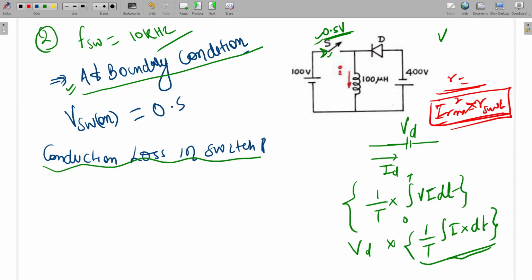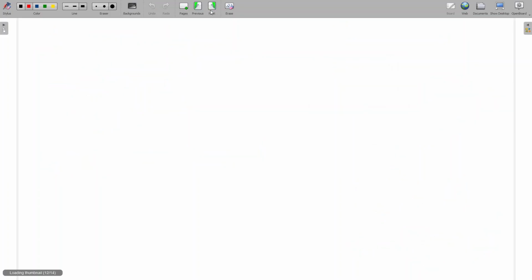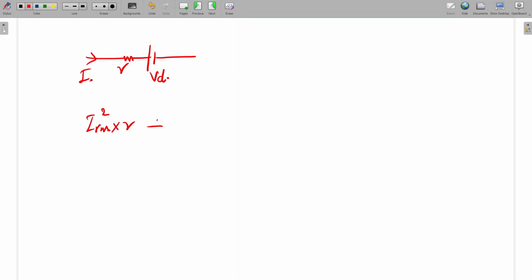Sir, in some cases it is IRMS square into R switch plus V switch into I D. Okay, that also can be there. Let's say both things are given. This is the resistance of the switch, this is the device drop of the switch, and some current is flowing through this. This is R switch, and the device drop is VD. So what will be the average power? Average power will be IRMS square into R plus I average into VD. This will be the total loss through the switch.